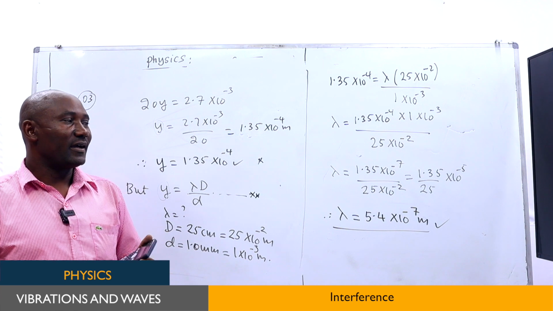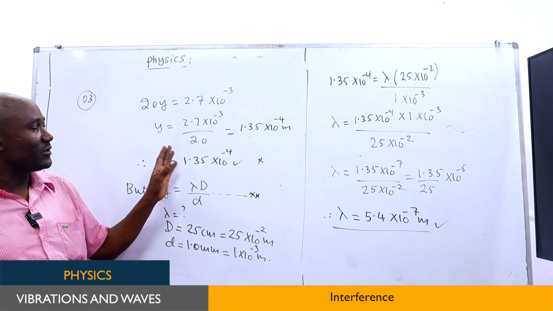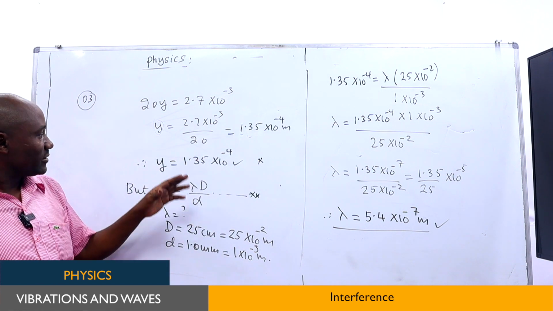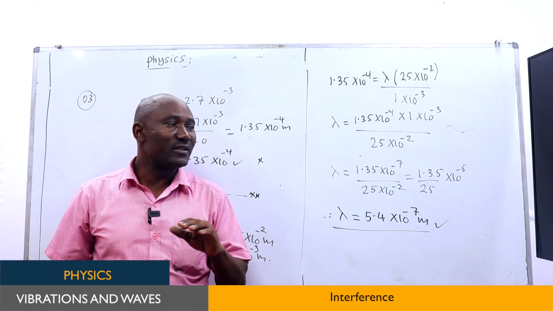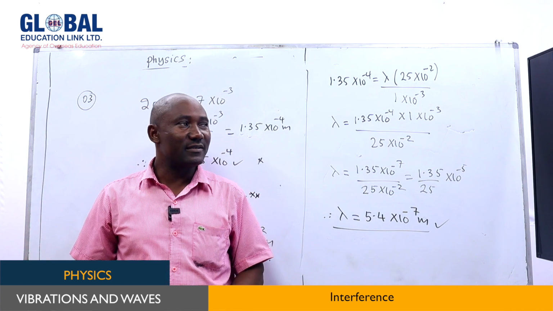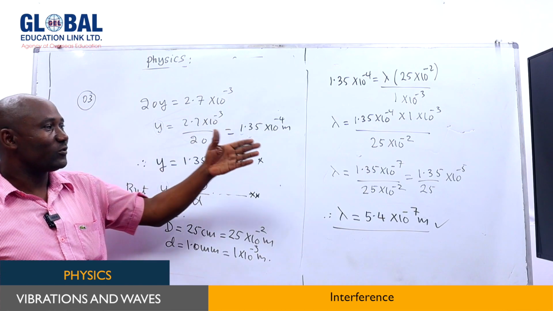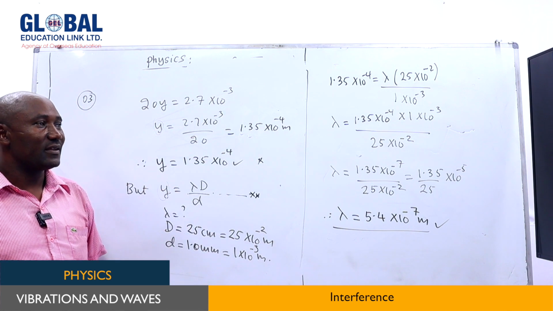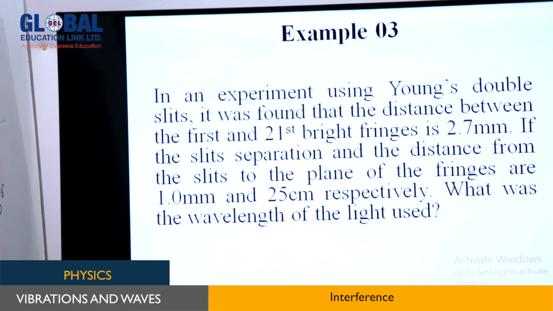So you can see the question did not give the fringe separation, but using the information that the distance between the first and 21st fringe is 2.7 millimeters, we can find the fringe separation. Remember, when we talk of the fringe separation, we talk of the distance between two successive fringes, either dark or bright. Between the first and 21st, you count the number of spaces, which is 21 minus 1, equal to 20. They equate to 2.7 millimeters, which you convert into meters. From there, you find the fringe separation. Then, applying the formula, you get the correct value. This is how you may be given different questions based on Young's double slit experiment.